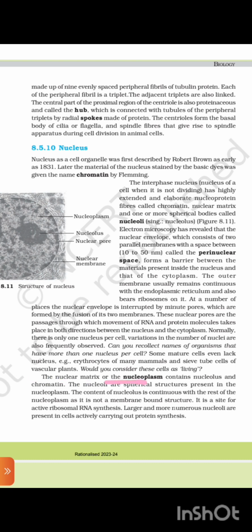The nuclear matrix or the nucleoplasm contains nucleolus and chromatin. The nucleoli are spherical structures present in the nucleoplasm. The content of the nucleolus is continuous with the rest of the nucleoplasm as it is not a membrane-bound structure. It is the site for active ribosomal RNA synthesis. Larger and more numerous nucleoli are present in cells actively carrying out protein synthesis.